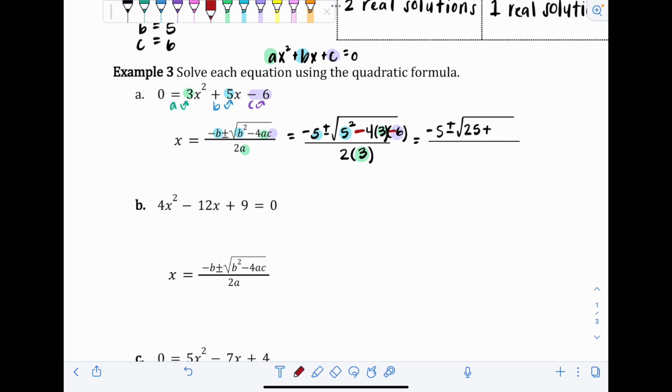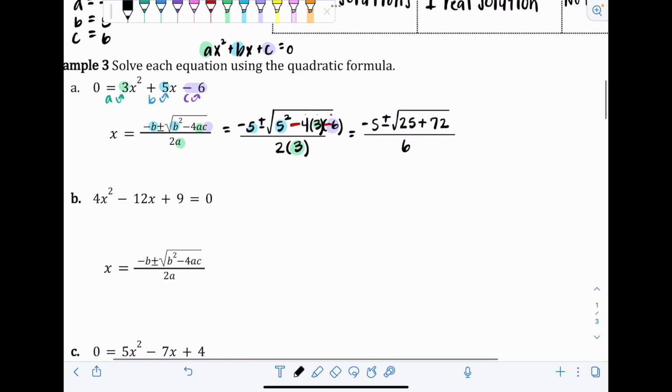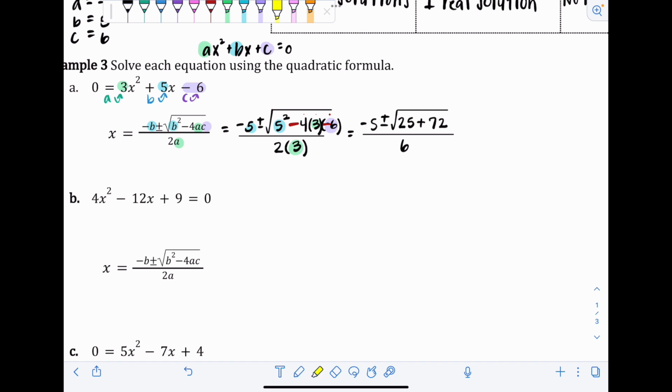And then now I can just multiply the numbers together. So 4 times 3 is 12, and times 6 is 72. So plus 72. And then over 2 times 3, which is 6. And then now I can add together what's inside the radical. So negative 5 plus or minus the square root of 25 plus 72 is 97. And then that's over 6.